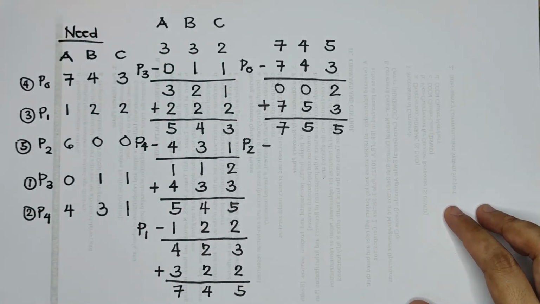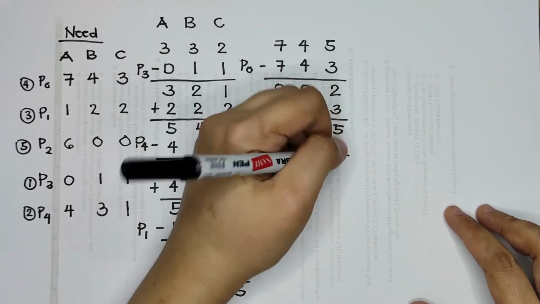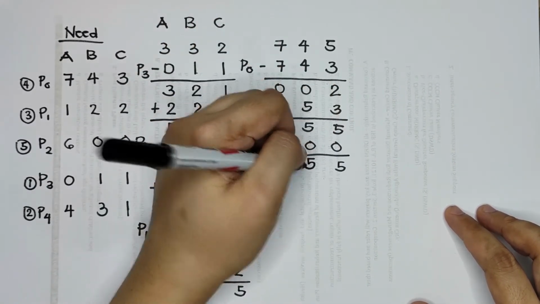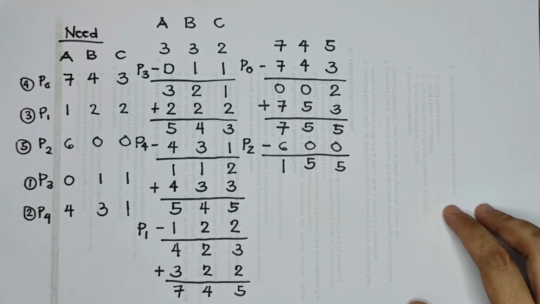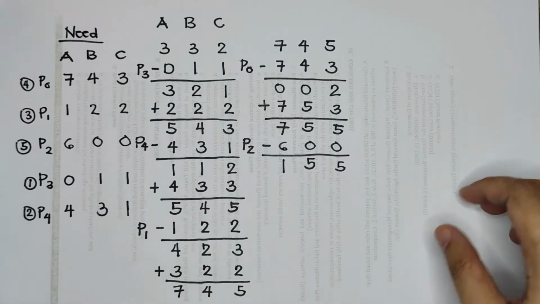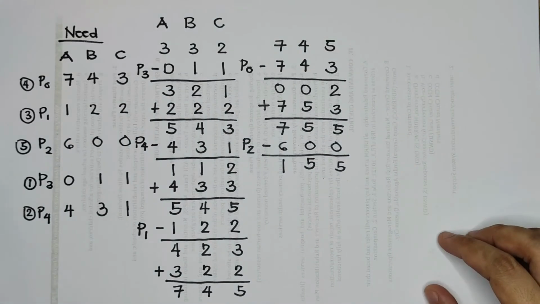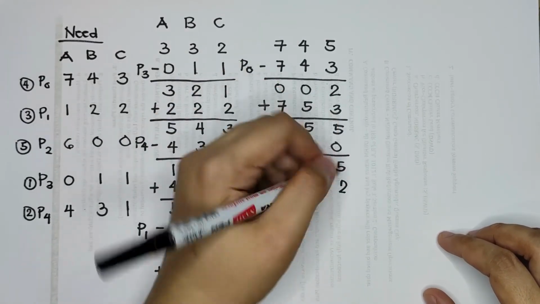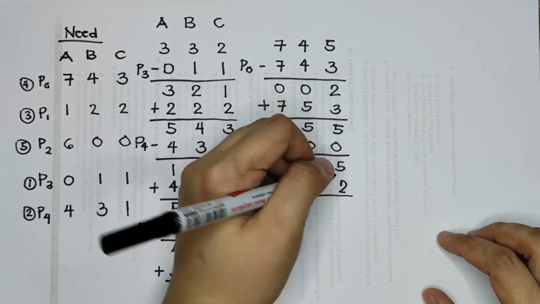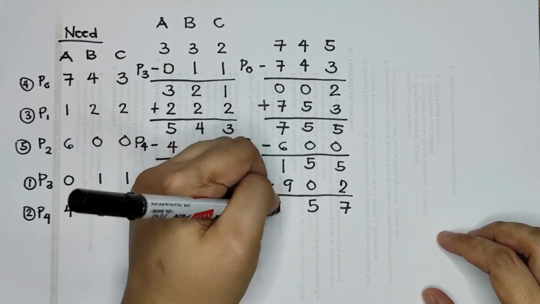Subtract the need value. So, we have 6, 0, 0. So, we have 7, 5, 5, and 7 minus 6 is 1. And then, after P sub 2 has finished its execution, P sub 2's maximum resource values are 9, 0, 2. So, we have to return it. So, plus 9, 0, 2. Okay, so 5 plus 2 is 7. 5 plus 0 is 5. And then 1 plus 9 is 10.